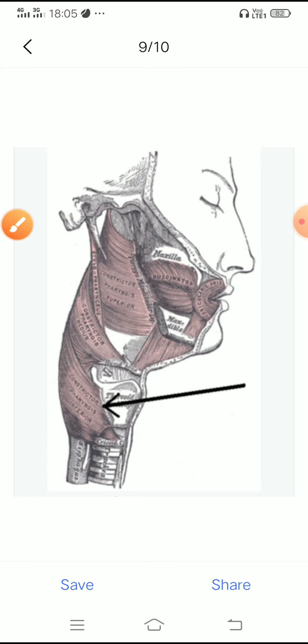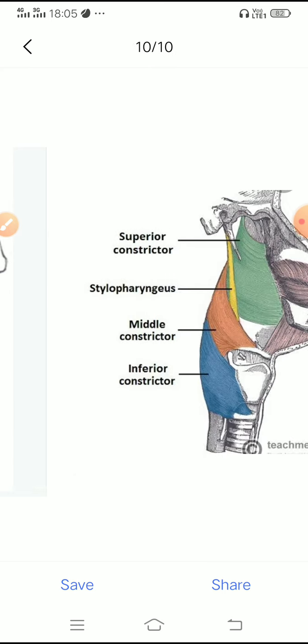So what is the action of the inferior constrictor muscle? The thyropharyngeus muscle helps in deglutition like the other constrictor muscles, but the cricopharyngeus muscle closes off the larynx while the food is entering into the esophagus. So this is about the muscles.